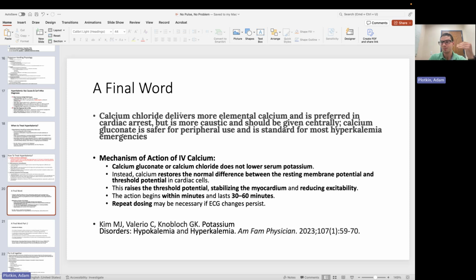In our patient, right, he has been having PEA for a while. They don't currently have a central line in, although calcium chloride would be the better option because he's in cardiac arrest, he's in a PEA. We'd have to weigh the risks and benefits of, do we want to take the time to put in a central line, or should we just hook up a peripheral IV and give him calcium gluconate, right? Those are kind of what you have to think about there.